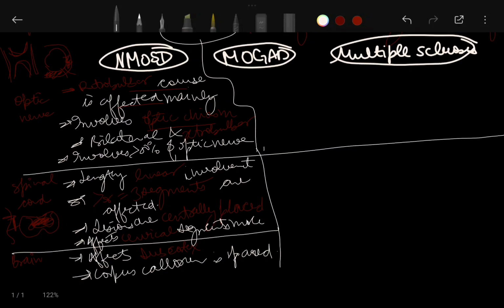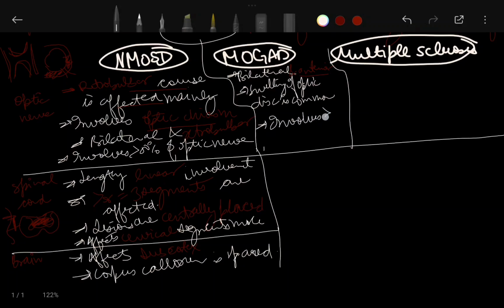After that, MOGD, myelin oligodendrocyte glycoprotein antibody associated disorder. It is usually again bilateral and anterior, just like NMOSD is bilateral, but in this case it is anterior. Swelling of the optic disc is common in this case, and again it involves more than 50% of the optic nerve.